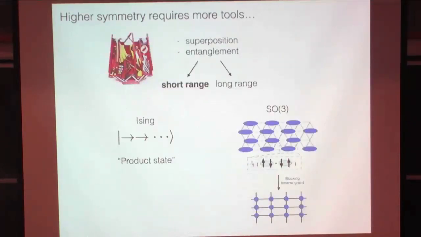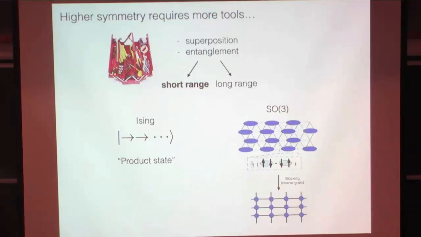So far it seems like we've used all the tools of quantum mechanics. We've used superposition and entanglement. But I want to argue that actually these two cases are not yet as interesting as they can be. And the distinction that has to be made is between entanglement which is so-called short range, versus long range. So we see that this Ising paramagnet is a product state, just meaning that the full quantum state comes from taking a tensor product of the states individually. So there's no entanglement between distant spins.